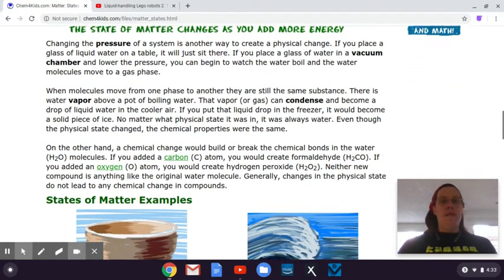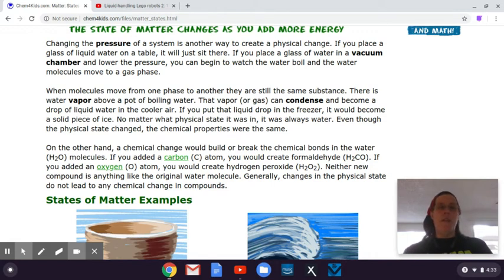All right. The other thing that you need to worry about is what is called pressure. Now, when you put pressure into something, you can change the different states of matter. All right, so let's go ahead and look. Changing the pressure of a system is another way to create a physical change.